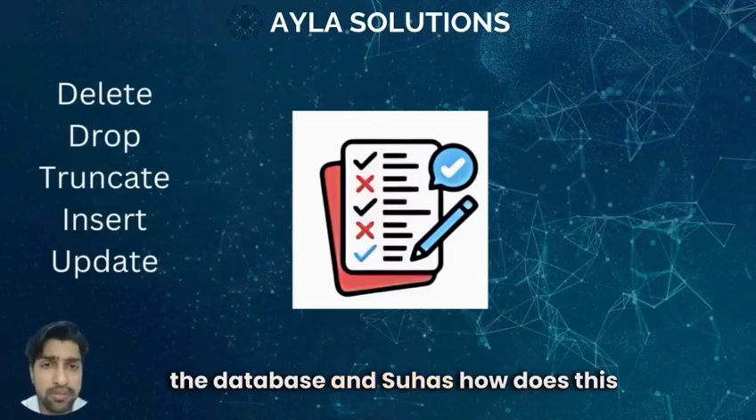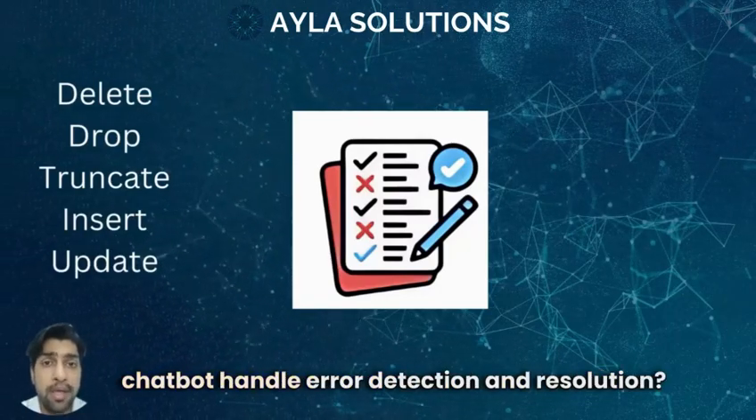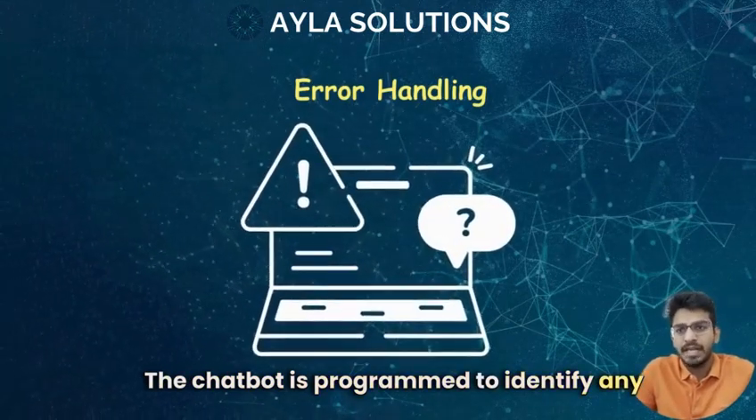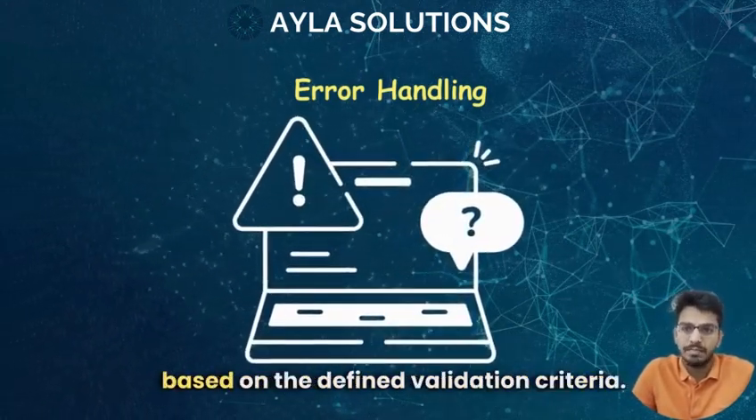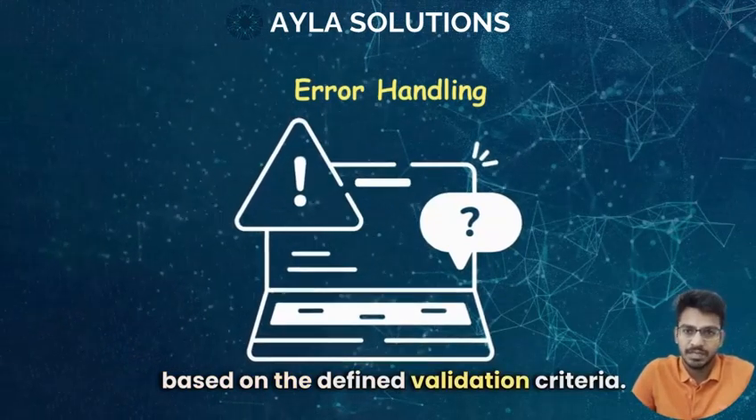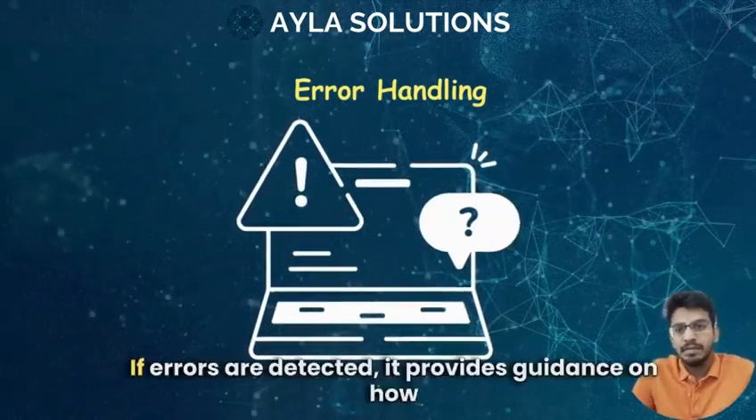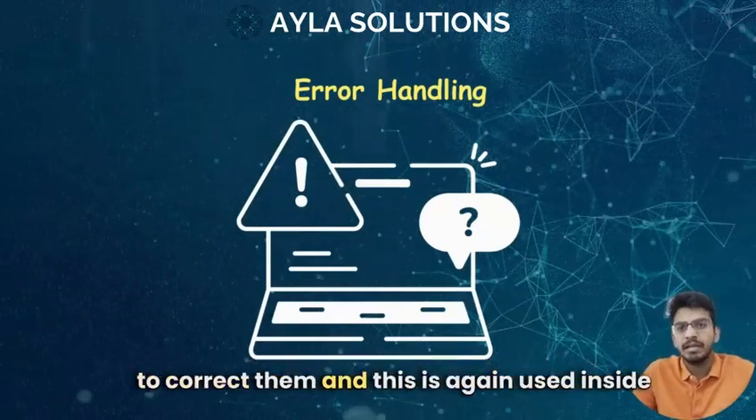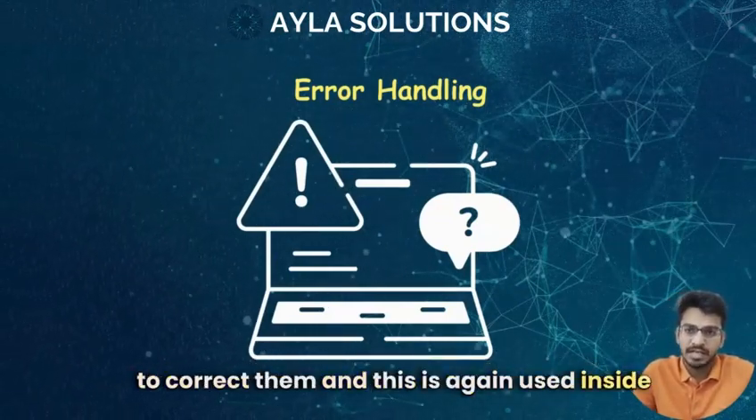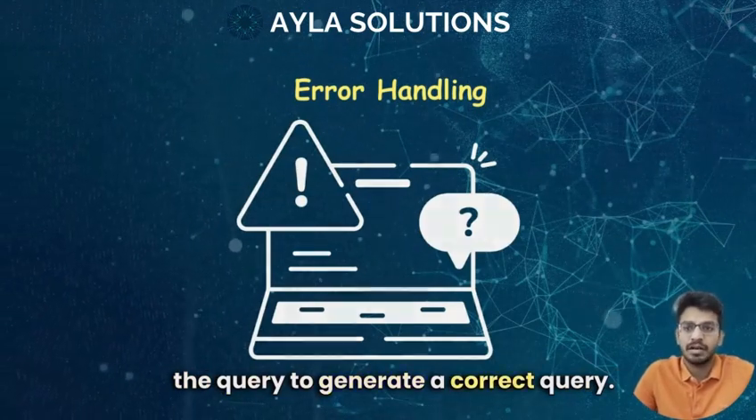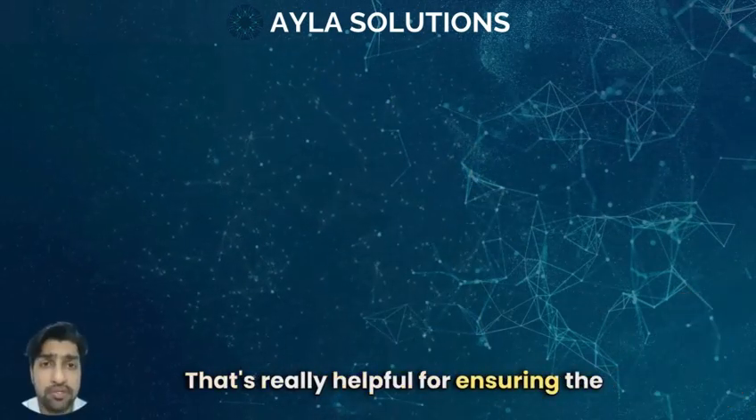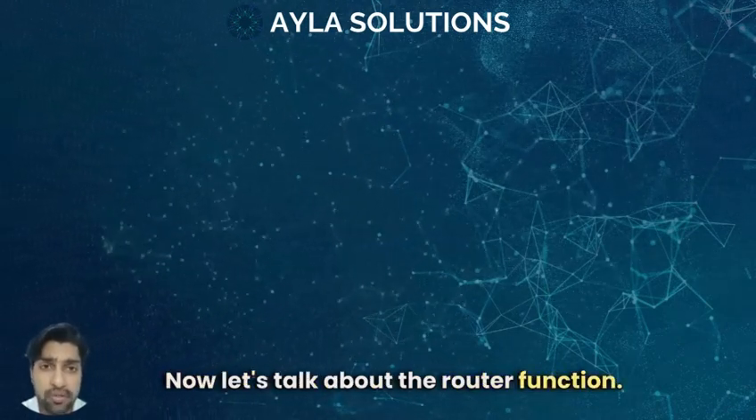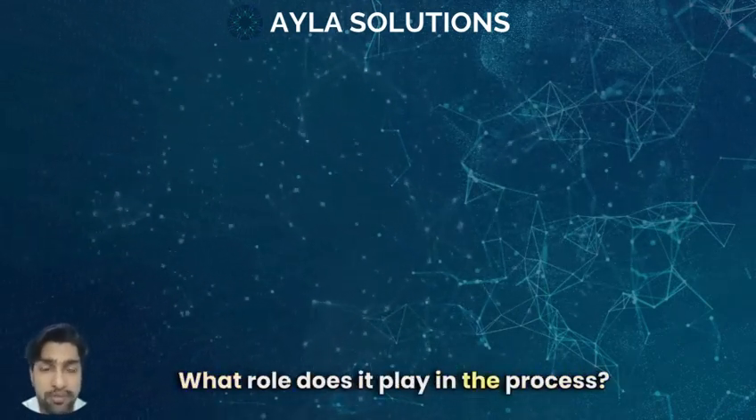And Suhas, how does this chatbot handle error detection and resolution? The chatbot is programmed to identify any mistakes found in the SQL query based on the defined validation criteria. If errors are detected, it provides guidance on how to correct them, and this is again used inside the query to generate a correct query. That's really helpful for ensuring the accuracy of the SQL queries. Now let's talk about the router function. What role does it play in the process?